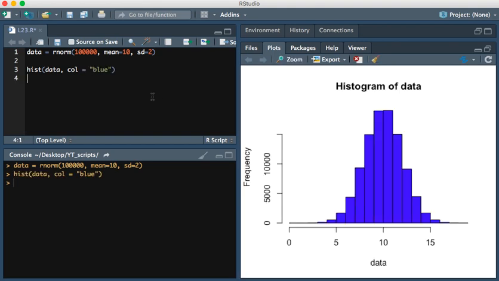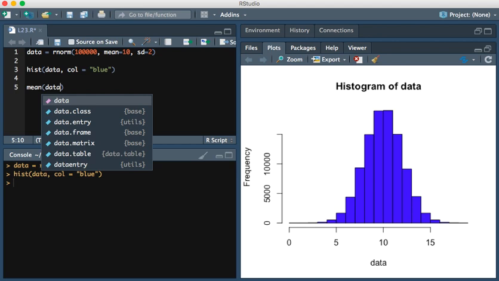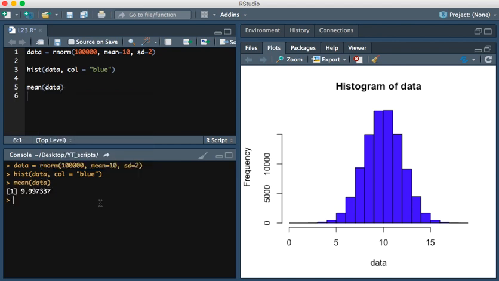And so, to take the mean in R, we simply type mean, and the first input is the data. And so if we go ahead and run that, we see that it's 10, so it's the expected mean of the distribution that we plotted. And in order to take the standard deviation, we type SD. And so we see the standard deviation is 2.